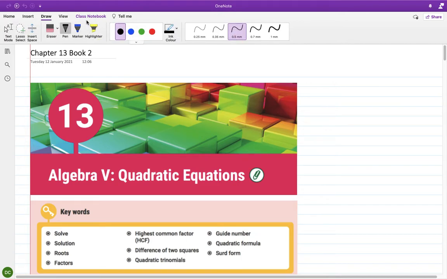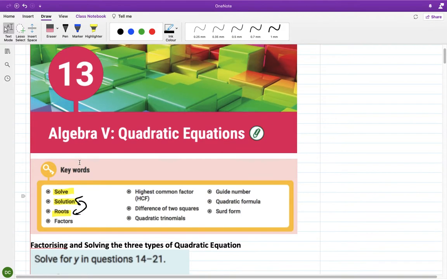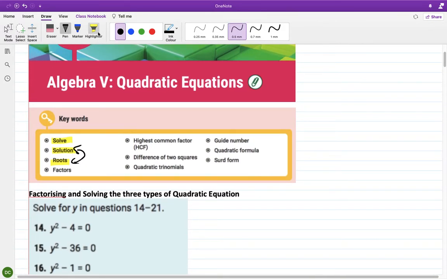You'll notice when you look at the keywords, so solving: when you solve something, what you found is either a solution or roots. We talked about the word roots. I don't think we mentioned solution, but those two are basically the same thing. So when you get your two answers, you found a solution or you found your roots. Factors we talked about, and we talked about factorizing, which probably should be there as well.